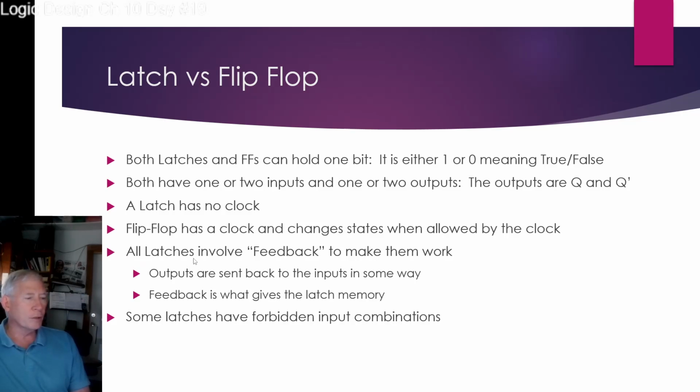Okay, all latches and flip-flops involve feedback to make them work. We send the outputs back to the inputs in some way, and that's what gives them these stable states, and also it makes them more robust because we prevent illegal states, which are these forbidden input combinations.